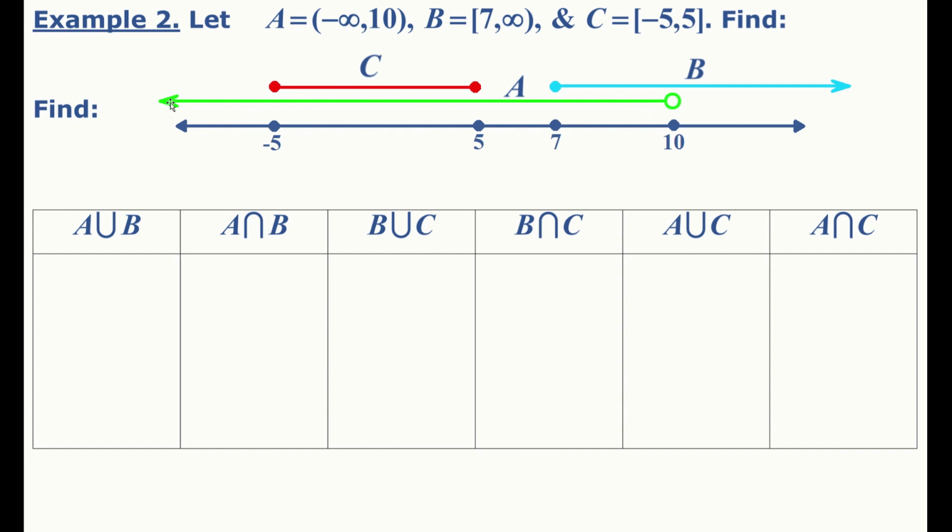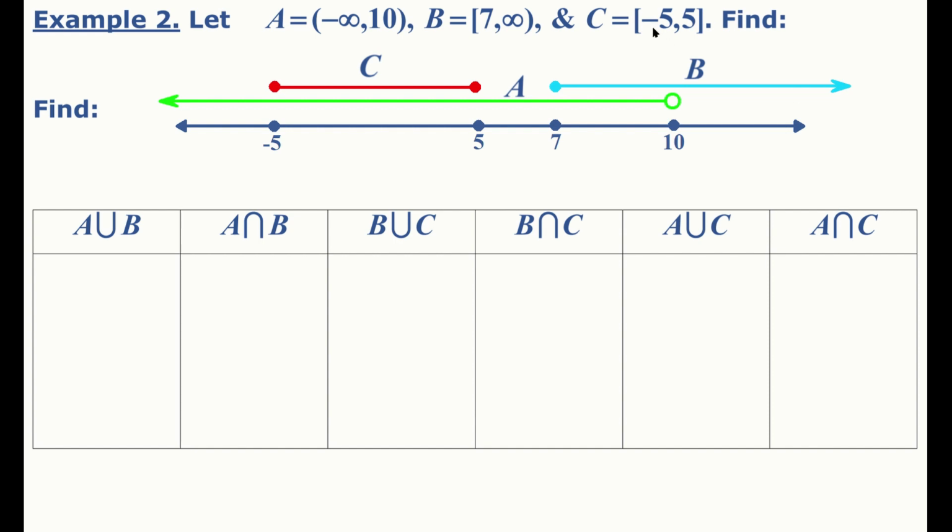So this arrow here pointing toward negative infinity, and then here we have a 10, but notice there's an open circle because of the parentheses. That means 10 is not included in that set. The next one is the interval from 7 to infinity, and that's left inclusive. That means it does include the 7 as an endpoint. So that's why we have a closed circle and then an arrow to the right.